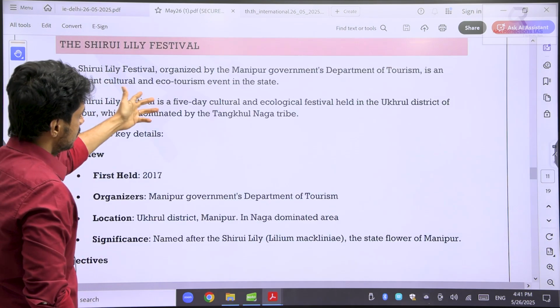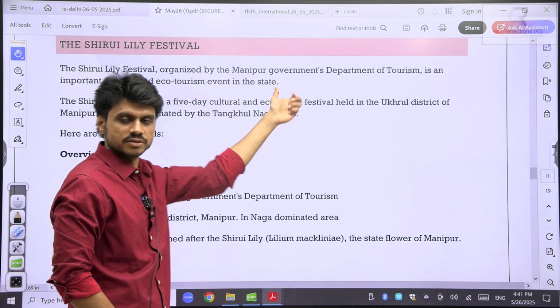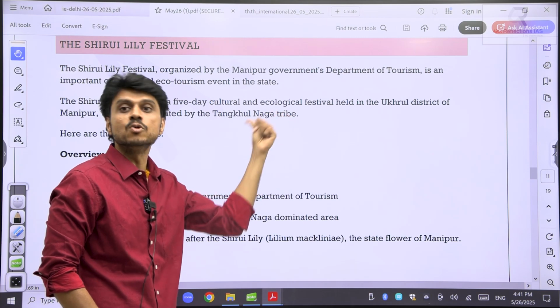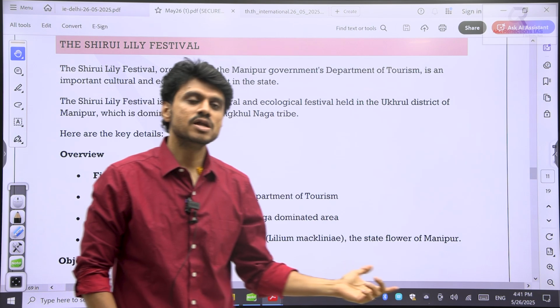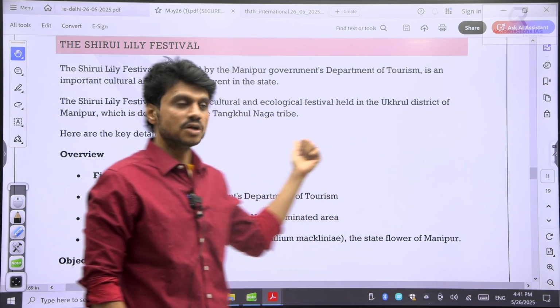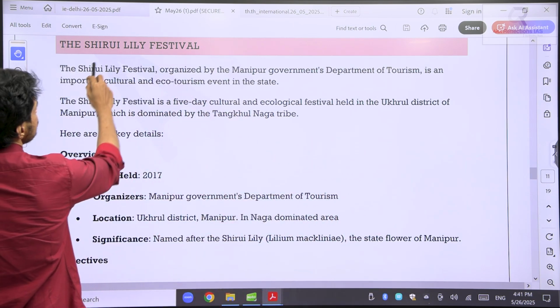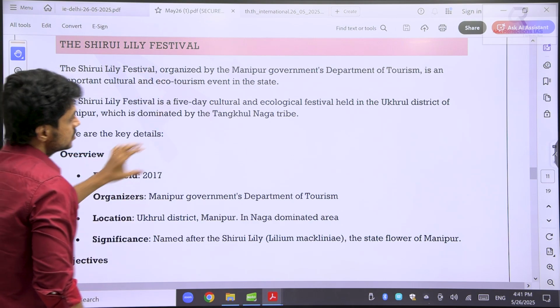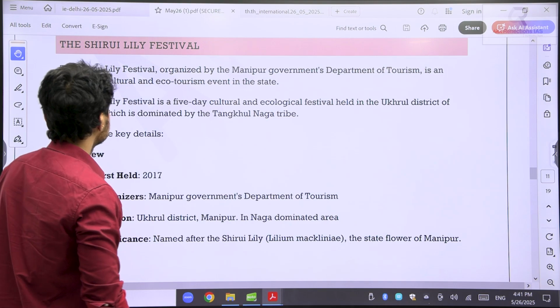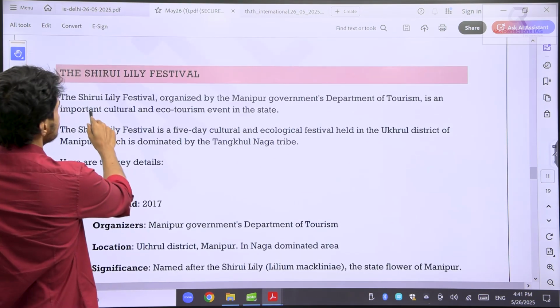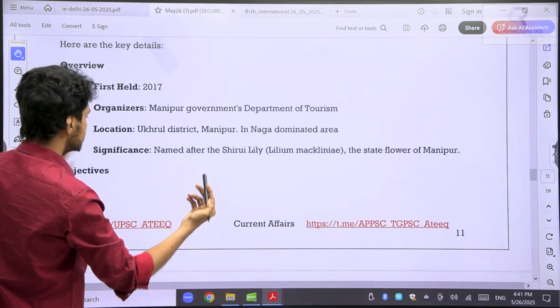Now, see, we have seen the issue that is going on regarding the Manipur transport and all. That is not the important part. The bus was actually attending the state festival. The state festival was the Shirui Lily Festival. Now, this becomes important for us. So basically they can simply ask about the Shirui Lily, like where it is endemic.